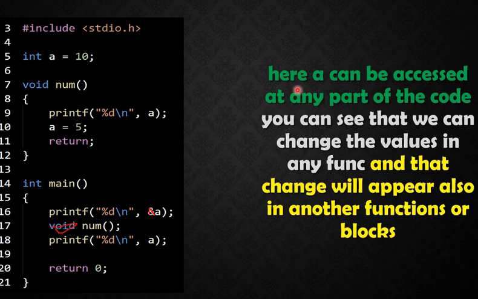Now just read these statements for our convenience and revision purposes. So here a can be accessed at any part of the code, because we have declared a as a global variable, and you can see that we can change the values in any function, as we have done in the void num function also, and that change will appear in other functions or blocks too. So this is the main concept of global and local variables.